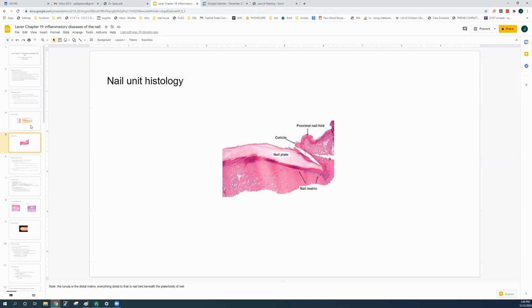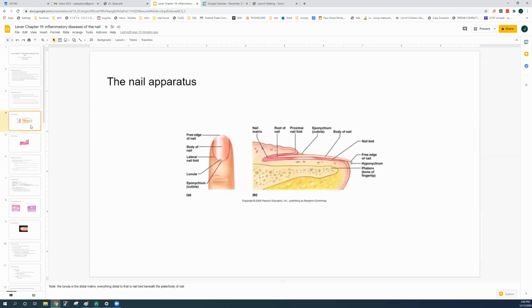What we saw in the last diagram, the lunula, is the distal matrix, and everything distal to that, that's more pink colored in this diagram, is nail bed beneath the nail plate.